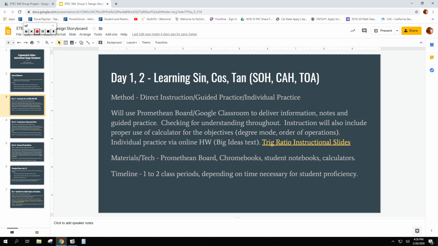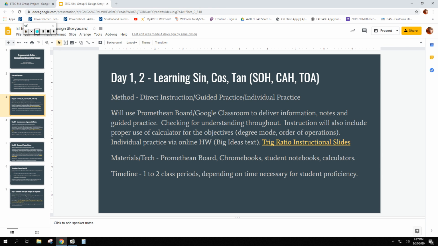There'll be plenty of checking of understanding throughout, and the instruction will also cover the proper use of a calculator. Order of operations and properly using degree mode in these calculators is absolutely essential for these trig ratios and inverse trig ratios, something very important that needs to be part of the instruction.